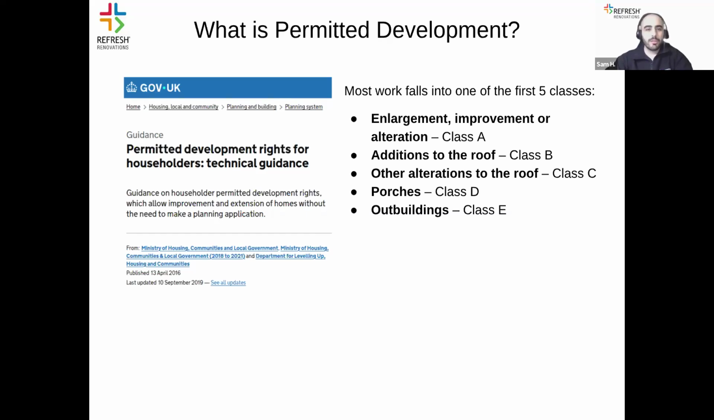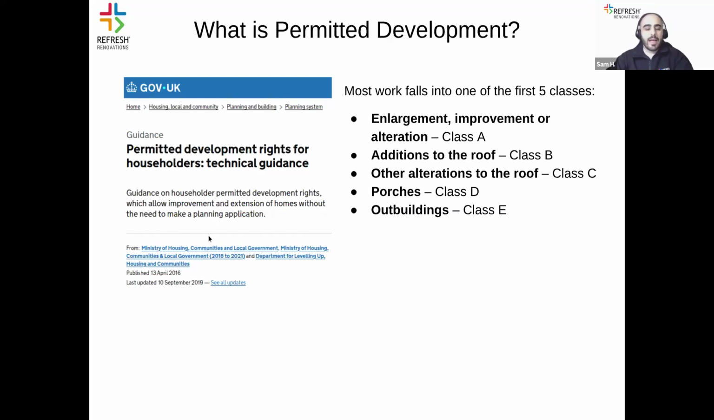So I'll start off by defining permitted development. Permitted development rights are derived from a general permitted development order that was granted by the government and not the local authority, which allows a householder to perform certain types of work without needing to apply for planning permission. For reference, the full rules are set out in the government guide on the website. We've got an excerpt there on the slide.